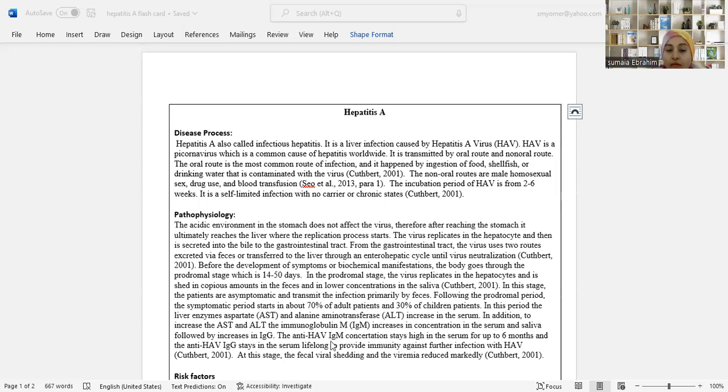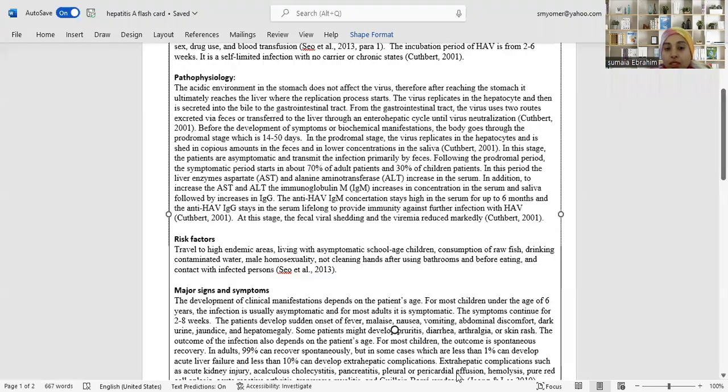The anti-HAV immunoglobulin M concentration stays high in the serum for about 6 months, and the anti-HAV immunoglobulin G stays in the serum lifelong to provide immunity against further infection with hepatitis A virus. At this stage, the fecal viral shedding and the viremia reduce markedly.